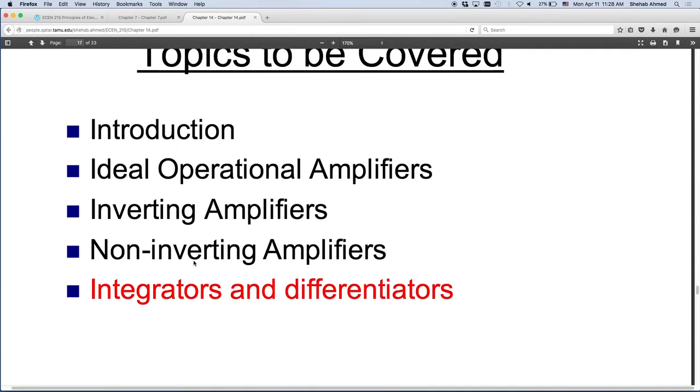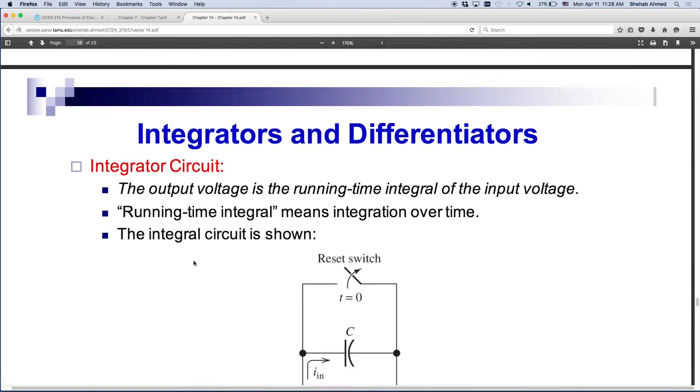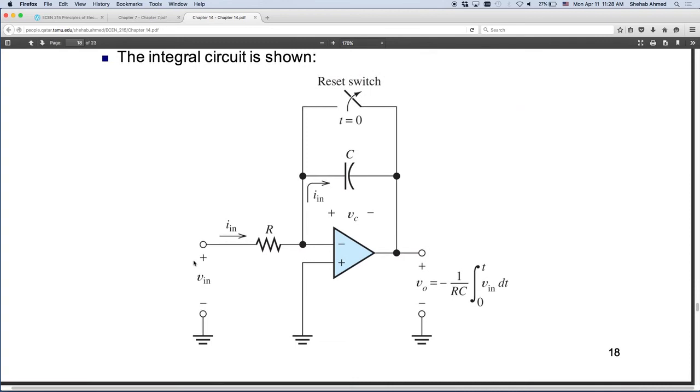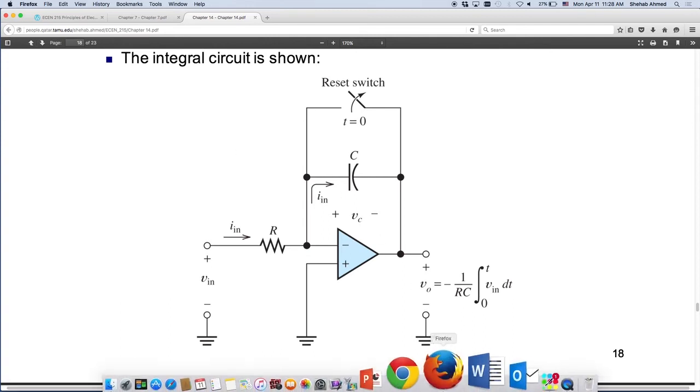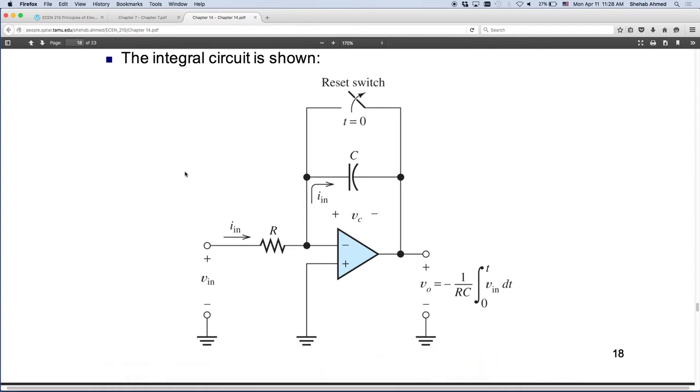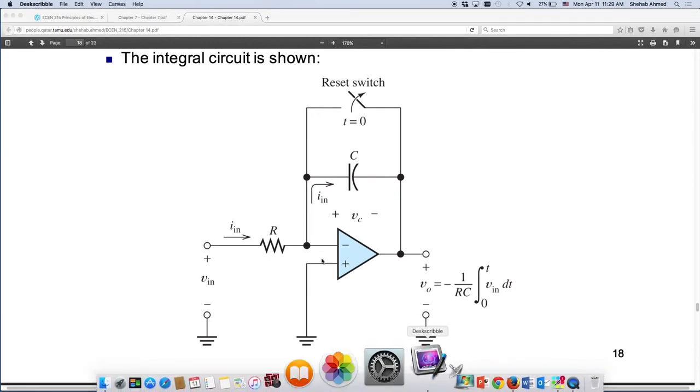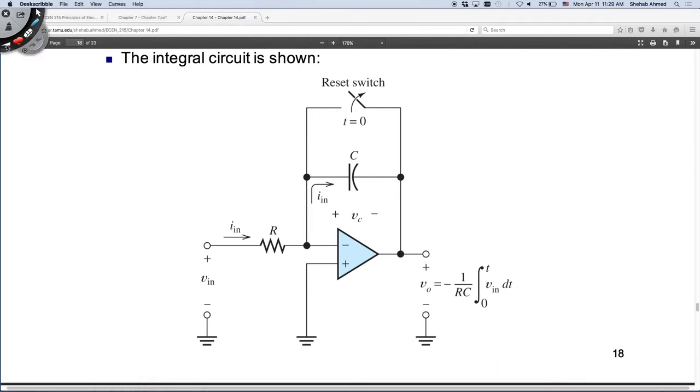Okay. Integrators and differentiators. What else can you do with this op-amp circuit? Let's see. So, same thing we discussed. We'll apply here, but we will get something neat as a result.